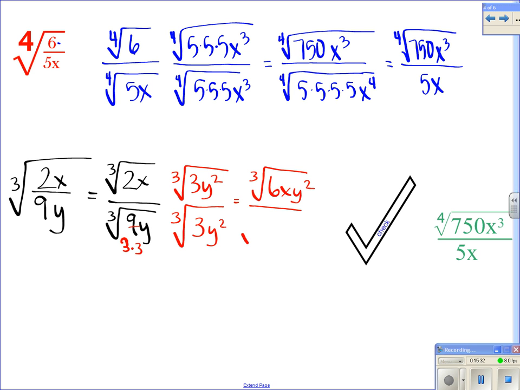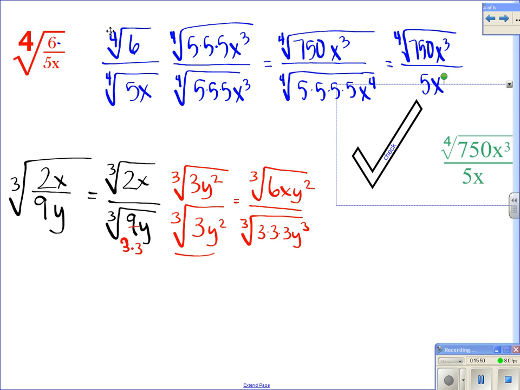Now on the bottom, cube root of 3y cubed, which is groups of 3, which is what we wanted. That's why we multiplied by that right there. All right, so the top we can't do anything. 6xy squared. And on the bottom we have 3y.